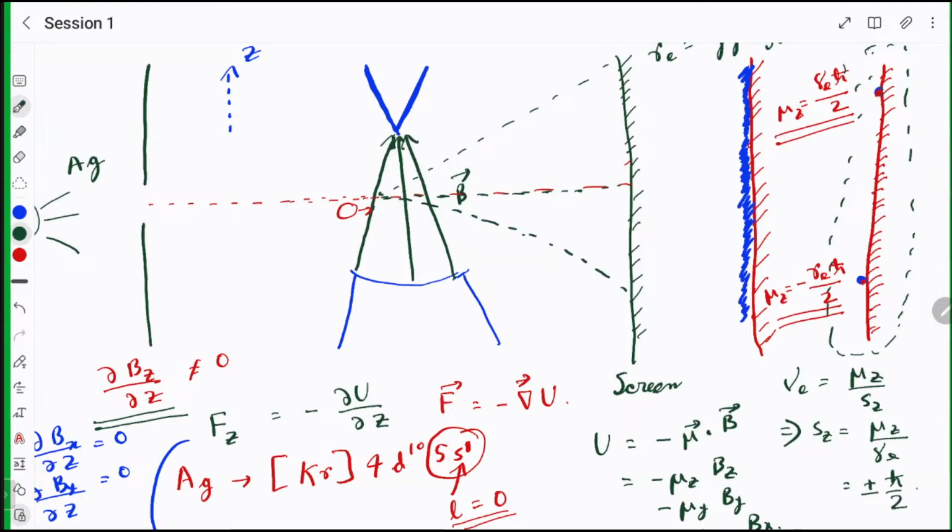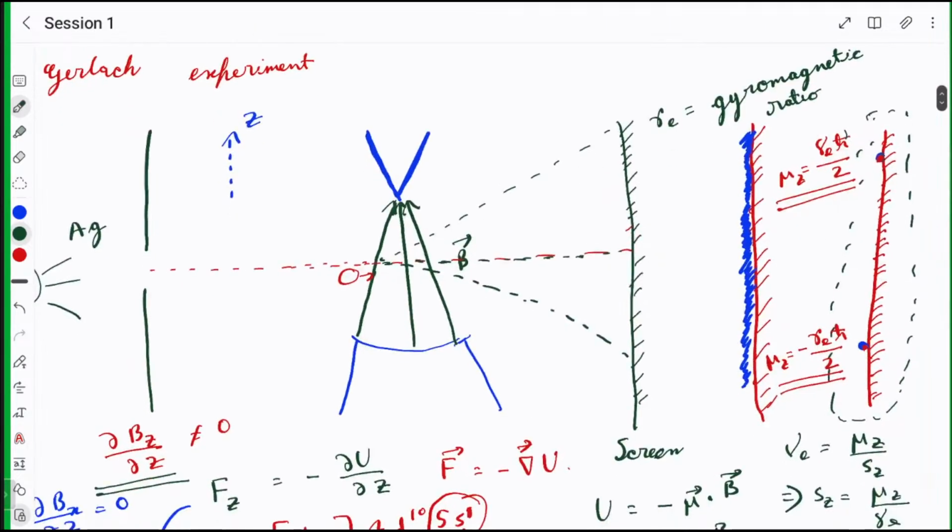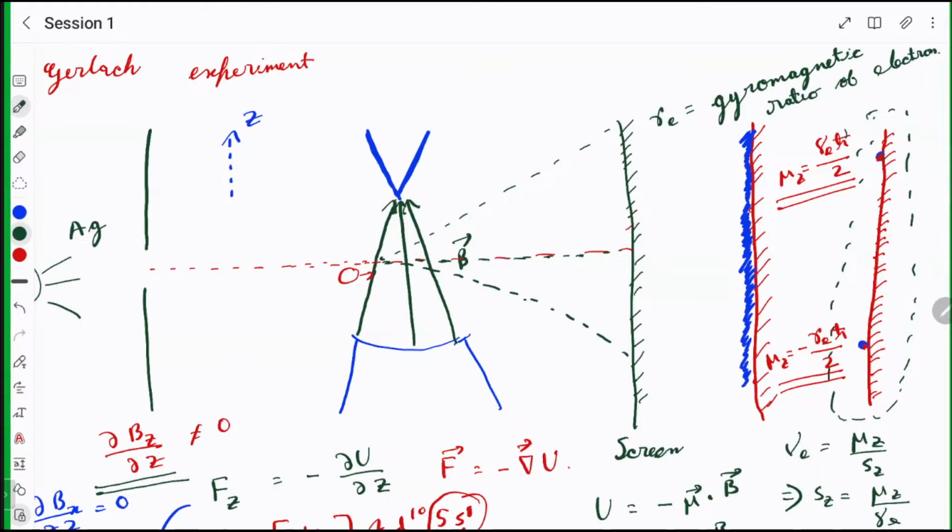Is that clear? yes. Okay. And E because of electron. Okay.